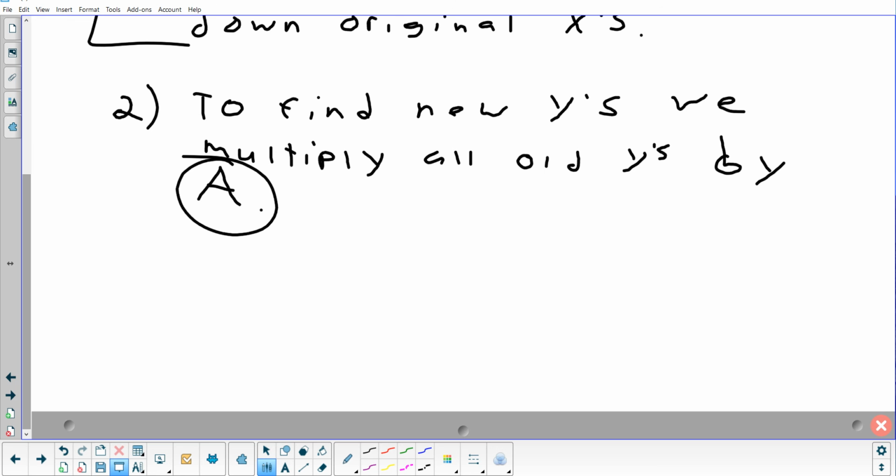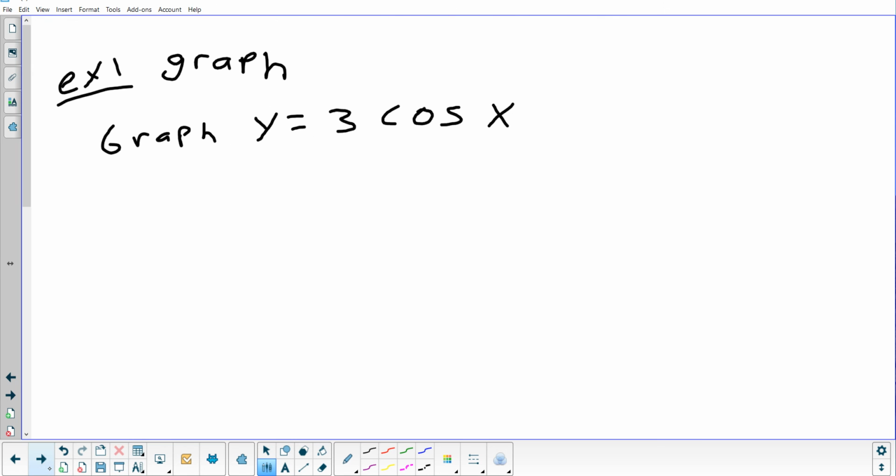All right, so let's try an example. y equals 3 cosine x. First of all, can somebody tell me what arithmetic operation is in this problem? Yep, this is multiplication. Anytime you do multiplication, it is a stretch.